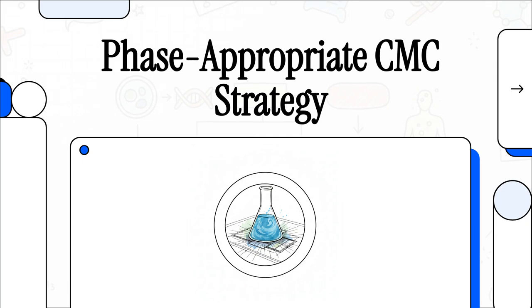Welcome to this explainer. Assuming you're already up to speed on the broader regulatory landscape from Module 1, today we are strictly focusing on Module 2, the CMC Strategy for Cell and Gene Therapies. We're going to dive right into the strategic funnel of translating your clinical intent into hardcore quality requirements. We'll map out the phase-appropriate approach and show you exactly how to build a bulletproof development plan.